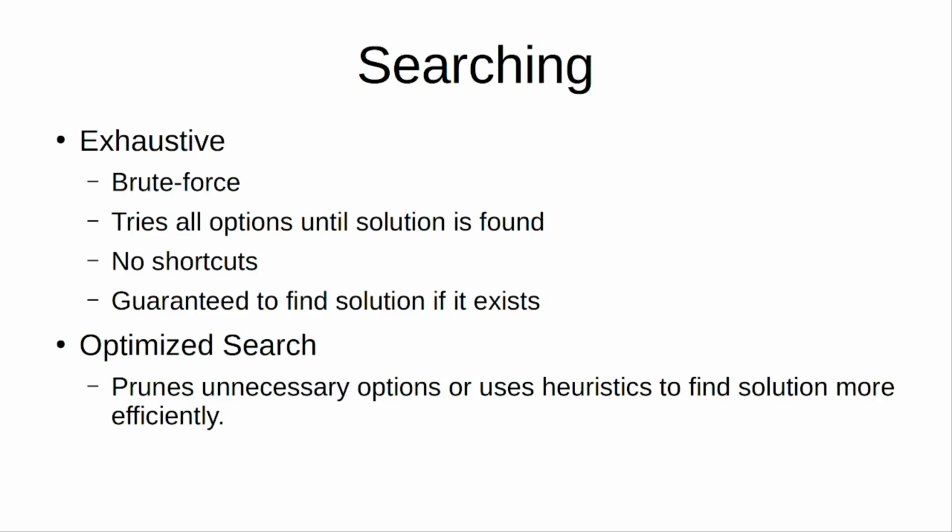There's exhaustive, which is often described as brute force, meaning that it's going to try all the options until a solution is found and there are no shortcuts. It is guaranteed to find a solution if that solution exists, and it is guaranteed to find that if it does not have a solution. So it will find it, or it will find that it doesn't exist definitely. Then there are optimized searches, which prune unnecessary options, or maybe use heuristics to find the solution more efficiently.